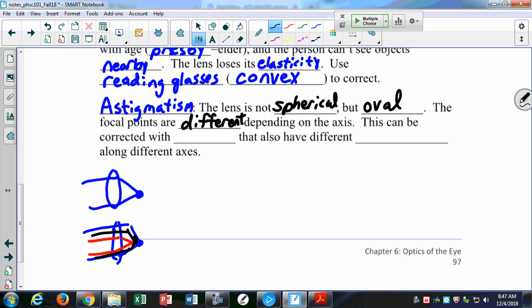And this can be corrected with lenses that also have different focal points. So the optometrist will come in and figure out, okay, if light is coming in this way, the focal point is this. If it's coming in this way, the focal point is this. And they'll create a lens that also has different focal points depending upon the axis that the light is coming into your eye. And it'll correct for those different focal lengths.